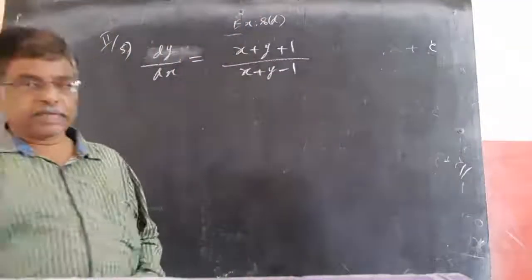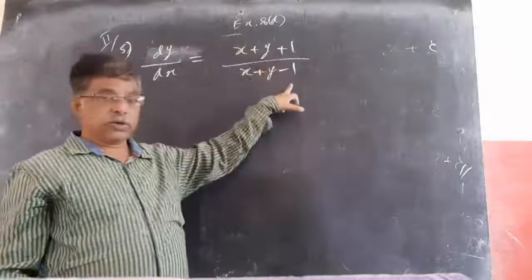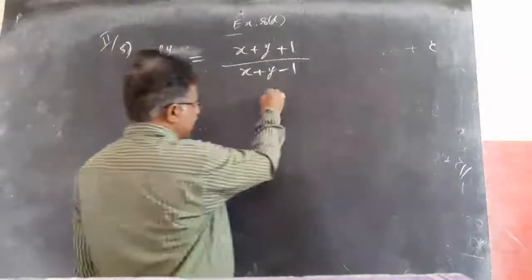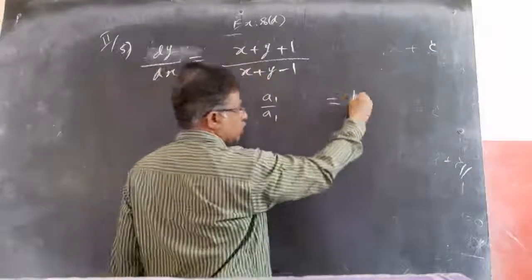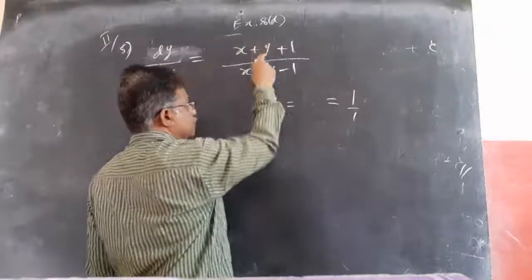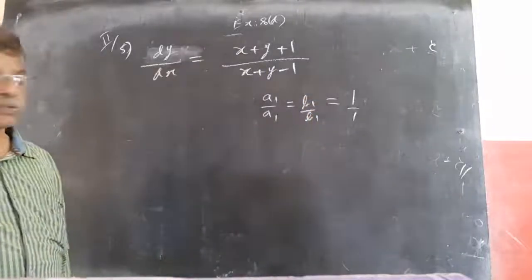One more sum of the same kind we will discuss. Observe, these two are not equal as usually, but this is a non-homogeneous equation. So we will check for a1 by a2. a1 by a2 is 1 by 1. So as usually, what is b1 by b2? Also 1 by 1. So a1 by a2 equal to b1 by b2 I got.